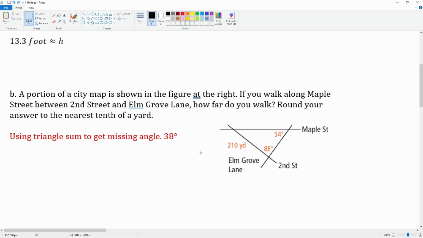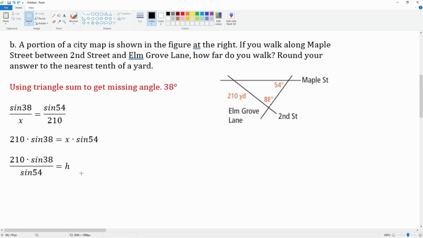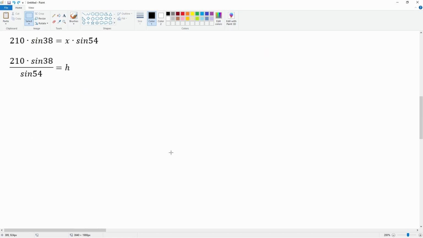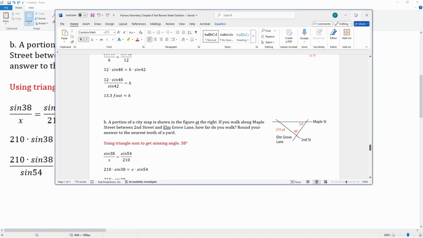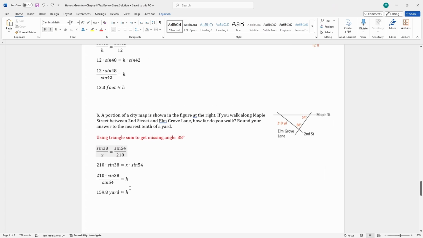From there, you can set up the law of sines. So sine 38, its opposite would be x, which is from Maple to 2nd. Then from sine 54, opposite to 54 is 210. Cross multiply, then divide. Notice it always follows this pattern: sine something over sine something else times this side length. And that will get you the value of 1,559. Here, let me show you. Look, it's right there, 1,559.8. There you go.